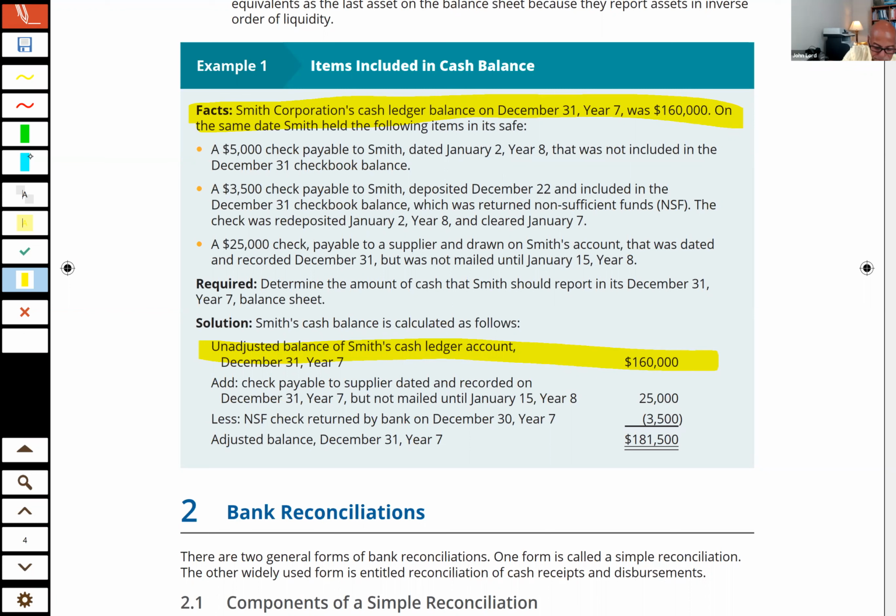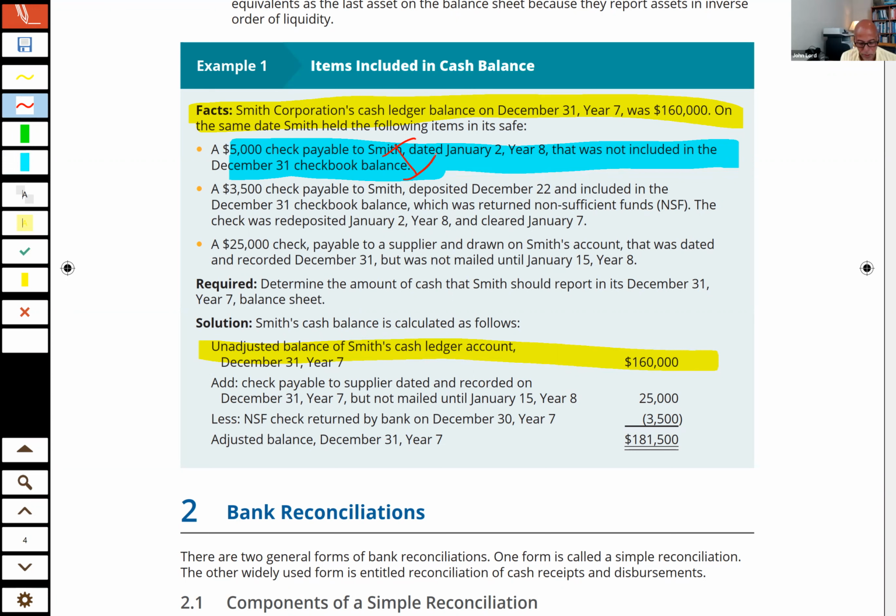So there's a $5,000 check payable to Smith dated January 2nd, year 8, and it is not included in the December 31st checkbook balance. Well, that's fine. It shouldn't be. The check is dated after the end of year 7, so it's not part of the year 7 cash balance. And since it's not included, that's a good thing. So we just ignore that. I'm putting that I-beam there because I don't care.